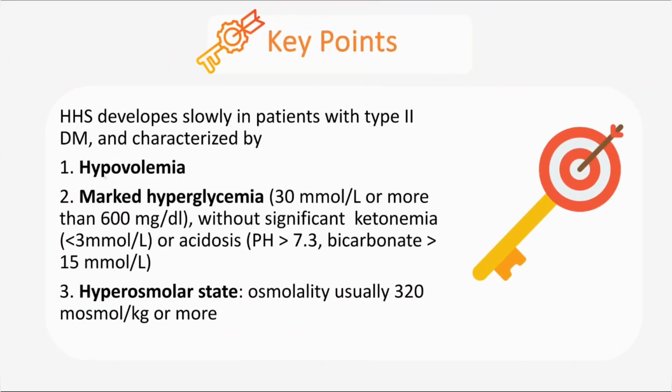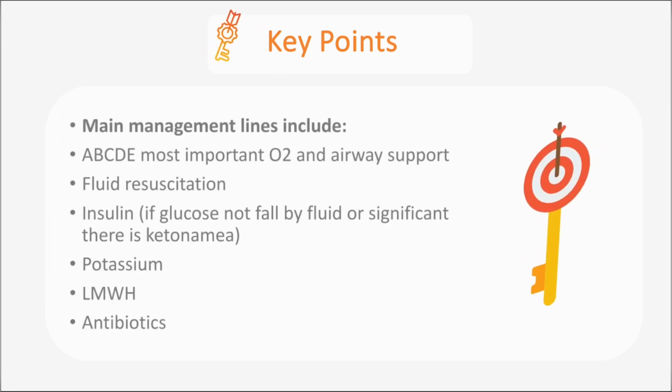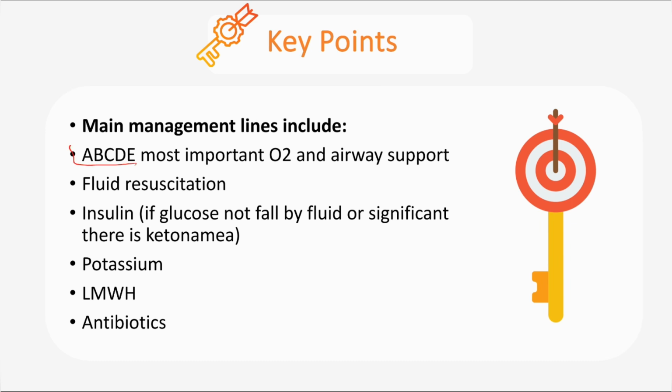So the key point is that patients with HHS have hypovolemia, marked hyperglycemia, and an increase in the osmolarity state to more than 320. Usually they have no significant ketonemia, very little ketonemia, and very little acidosis. The treatment is, most importantly, you have to do ABCDE first, then fluid resuscitation. If sodium is more than 155, you have to start with 0.45 saline. Insulin is only given if glucose fails to reduce with IV fluid or there is significant ketonemia.